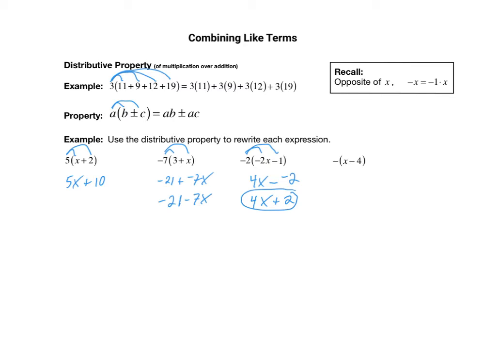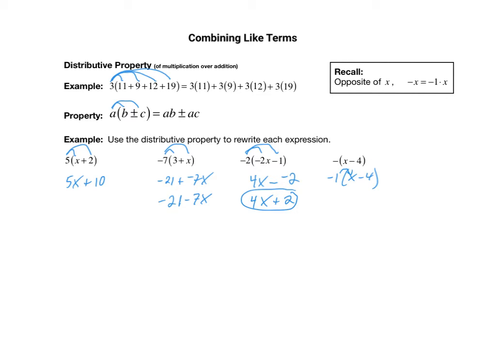And then finally, you might look at this one and say, well, what are we distributing? There's no number out here. I just see this sign. Well, first thing, let's recall that the opposite of x, this is technically the opposite of this difference of x and 4, is the same thing as negative 1 times the x. So this expression is the same thing as negative 1 times the x minus 4.